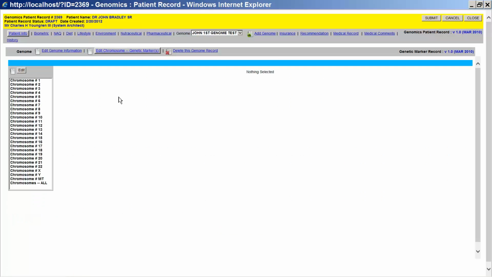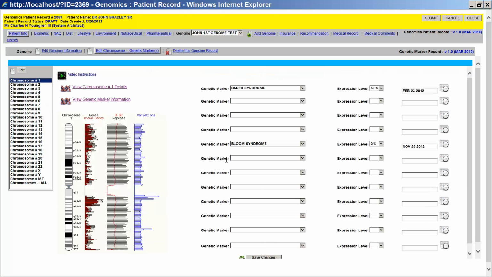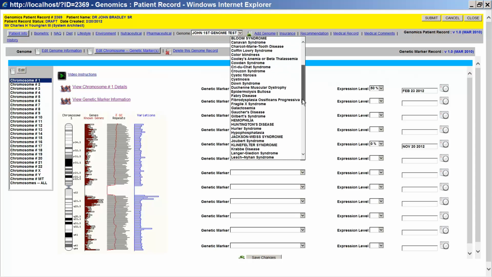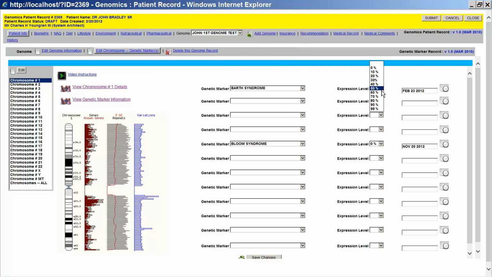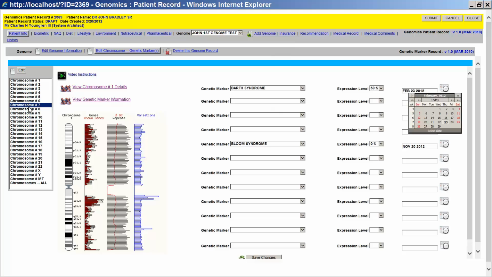Let us navigate to chromosomes. As you can see, there's a lot of information for the genetic markers that are contained on the chromosomes. We have parsed individual chromosomes into their own individual forms. We have information regarding the actual chromosomes that you can identify as a clinician, the respective expression level, and the date that a particular genetic marker was identified. We can look at other chromosomes.